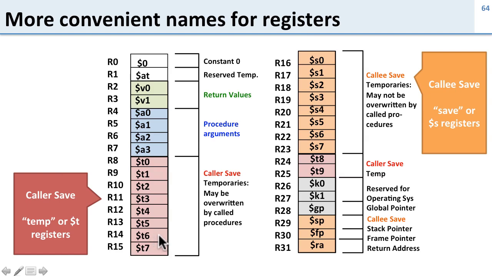By having this naming, it makes it easy, if you're writing a caller, to know that you have to save the ones that are in the temporary registers. But if you use these saved registers, you don't have to worry about it unless somebody is calling you.